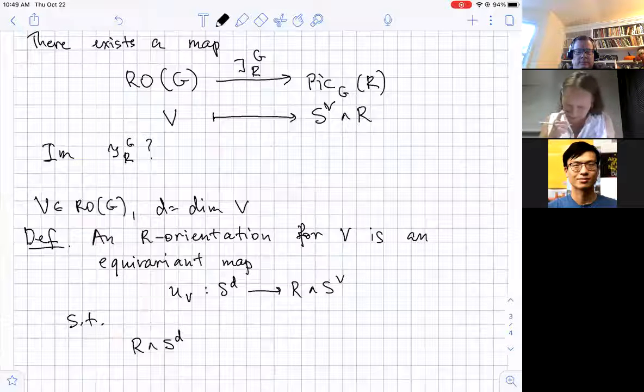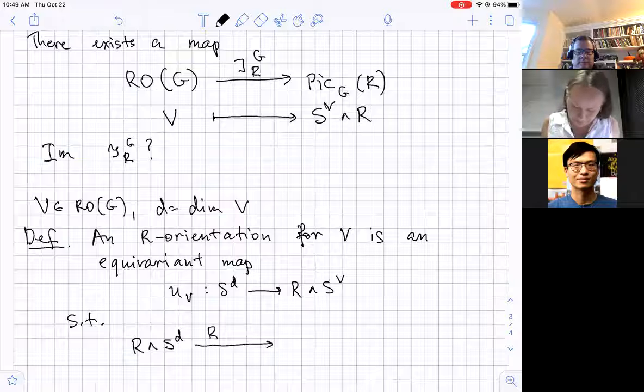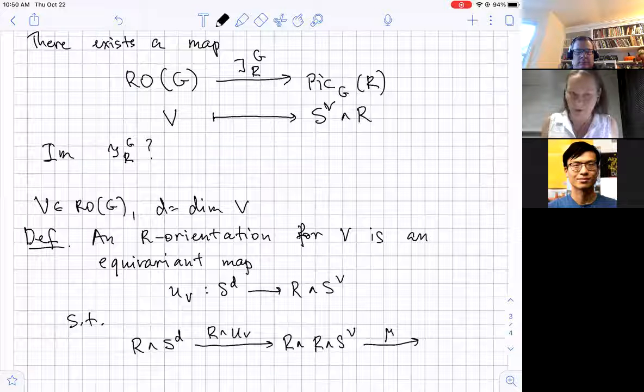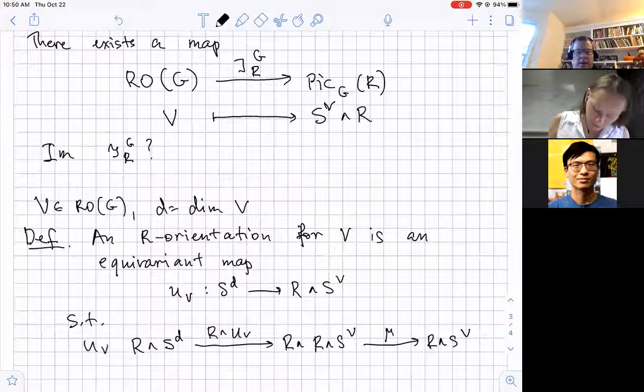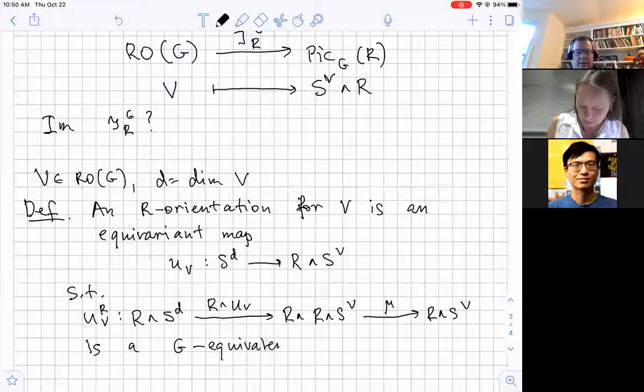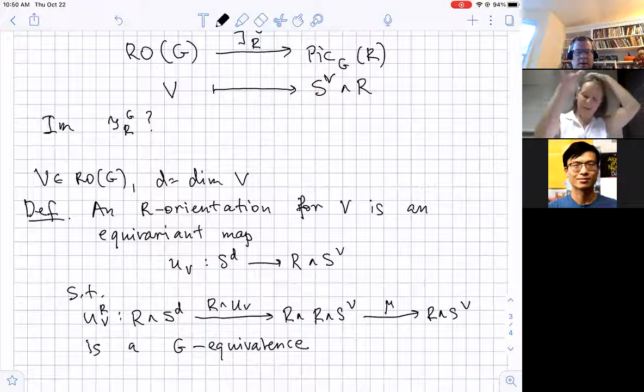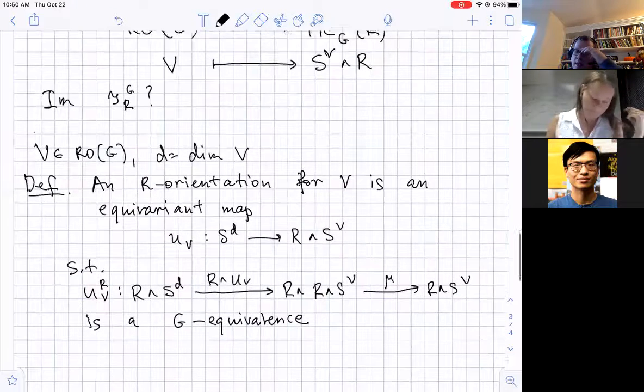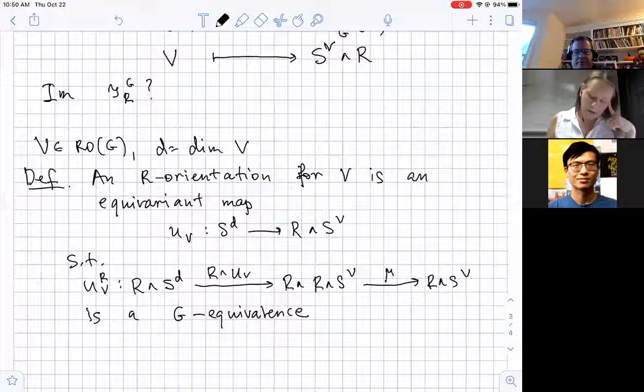Okay, so we take this UV and we smash it with R. So where do we go? We go here. And now we apply the multiplication map, since R is a ring spectrum. Go here. And now this map has a chance of being an equivalence. And if it is, then the original map UV is an R orientation. And V is R orientable if it has an R orientation.